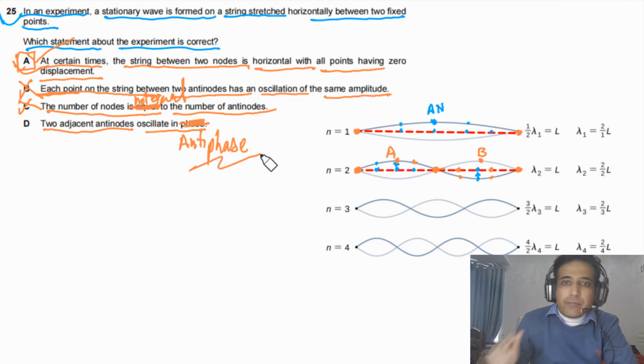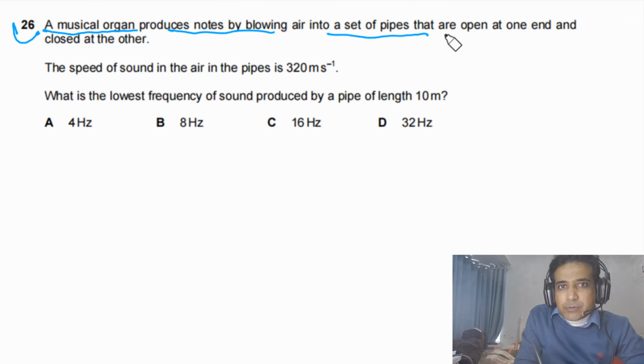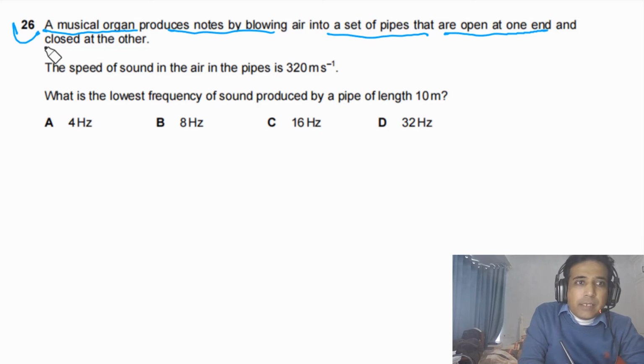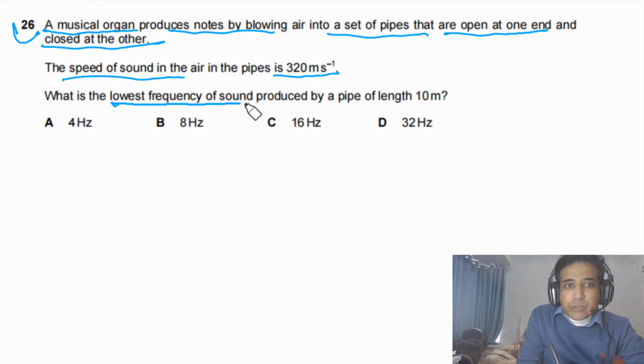understanding of stationary waves. Question 26 says, a musical organ produces notes by blowing air into a set of pipes that are open at one end and closed at the other. The speed of sound in the air in the pipes is 320 meters per second. What is the lowest frequency of sound produced by a pipe of length 10 meters?